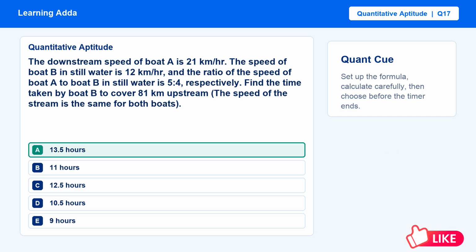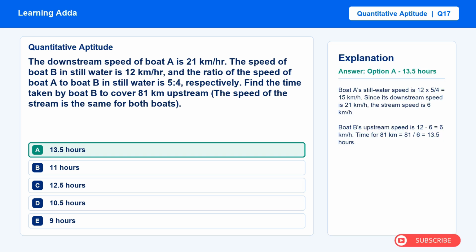The answer is option A, 13.5 hours. Boat A's still water speed is 12 x 5 divided by 4 equals 15 km/h. Since its downstream speed is 21 km per hour, the stream speed is 6 km per hour. Boat B's upstream speed is 12 minus 6 equals 6 km/h. Time for 81 km is equal to 81 divided by 6, which is equal to 13.5 hours.